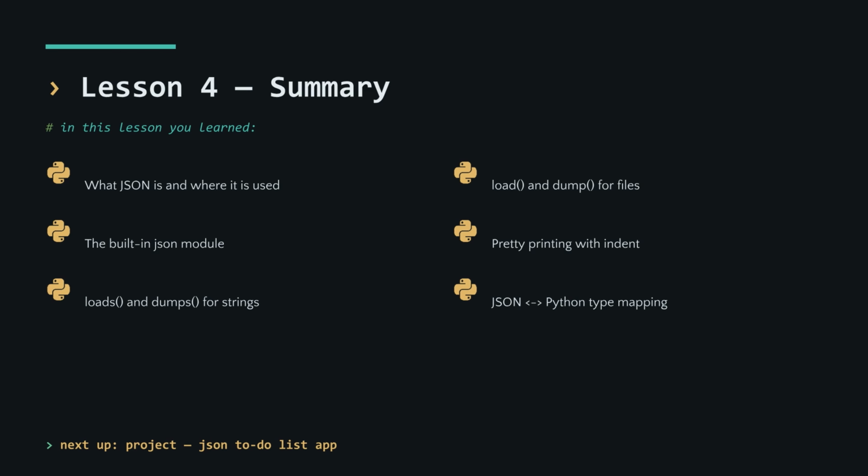So let's pull lesson 4 together. You now know what JSON is and where it shows up, and how the built-in JSON module works. You've seen loads and dumps for strings, load and dump for files, pretty printing with indent, and how JSON types map over to Python types. Next up, we put all of this to work in a real project, a JSON to-do list app.